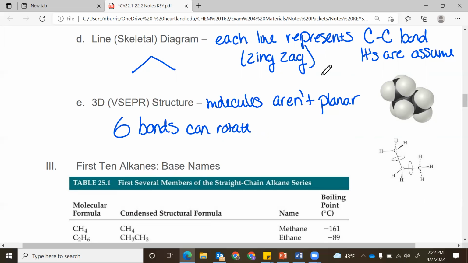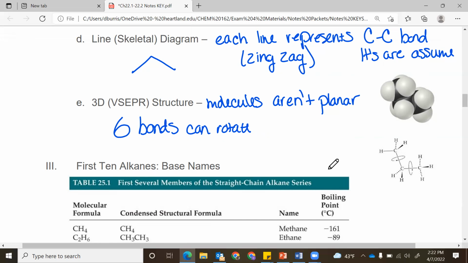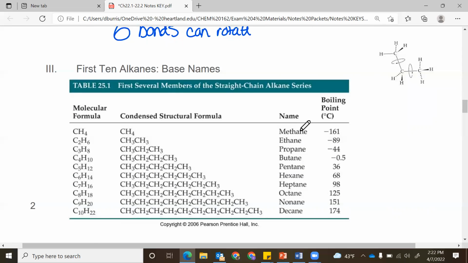Okay, so how to name these molecules. You do have to know the base names of the first 10 alkanes. These are straight chain alkanes, nothing sticking off of them. You are probably familiar with most of these. Methane, ethane, propane, and butane are probably all things you have heard of and may not have known what they were. After butane, you'll notice that the prefixes line up with how many carbons there are. Pentane, hexane, heptane, that's 5, 6, 7, 8, 9, 10.